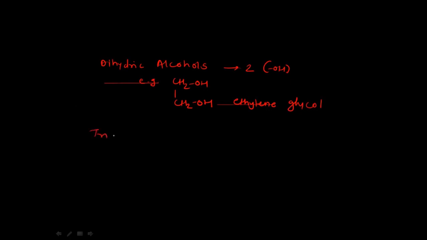Next, trihydric alcohols. Trihydric alcohol means in which three hydroxy groups are attached to carbons, or three hydroxyl groups are present. For example, CH2OH, then CHOH, and CH2OH. The name of this compound is glycerol. So glycerol is an example of a trihydric alcohol.